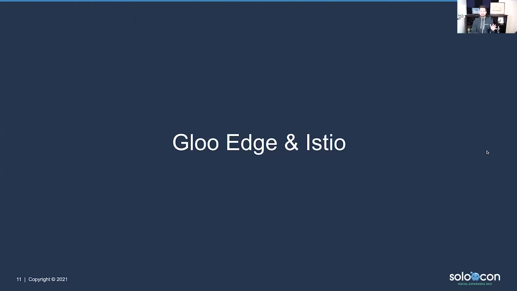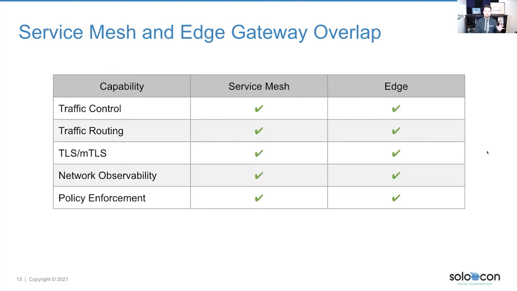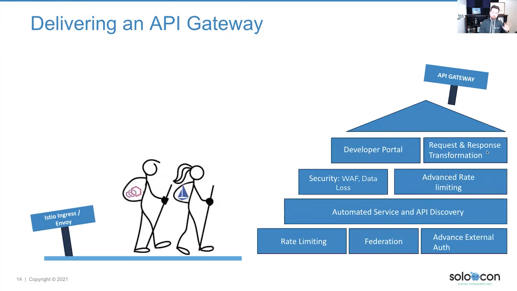Okay, I want to talk a little bit about Gloo Edge and Istio, because we do get some questions about what about Istio ingress. Yeah, there's some overlap with service mesh and edge gateways, traffic control, traffic routing, TLS and MTLS. There is that, but to go from Istio ingress or Envoy itself into an API gateway is a journey. It's something where you need rate limiting and federation and security and advanced rate limiting and developer portals and whatnot. So it's not just about the ingress. It's not just about what you could do with Istio and Envoy. There's a lot of features that we add on top of that.